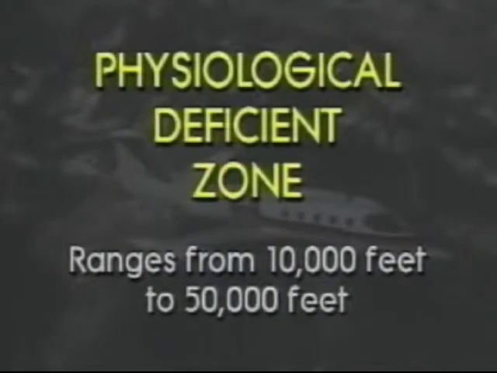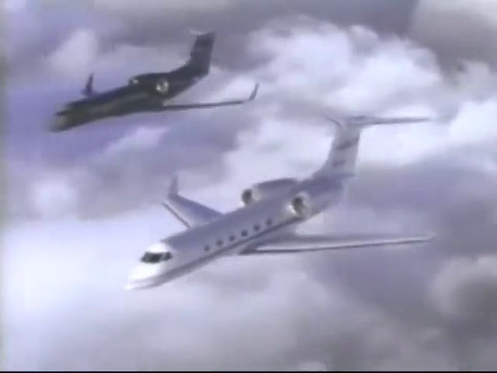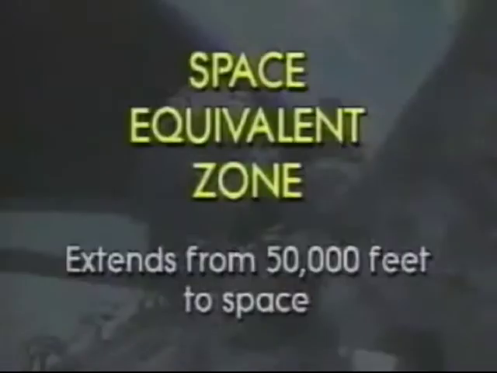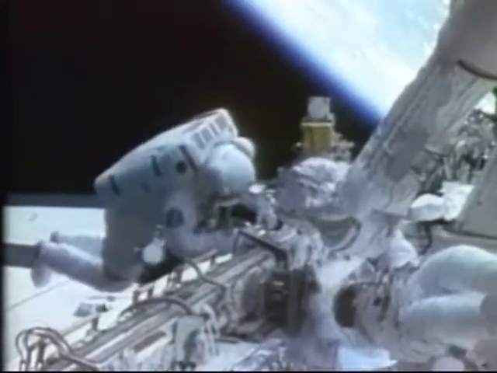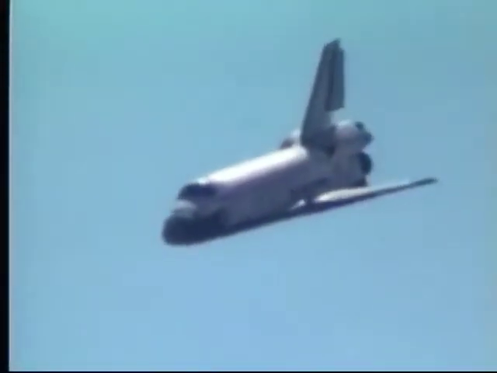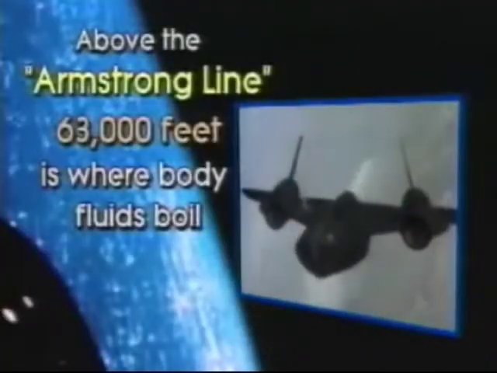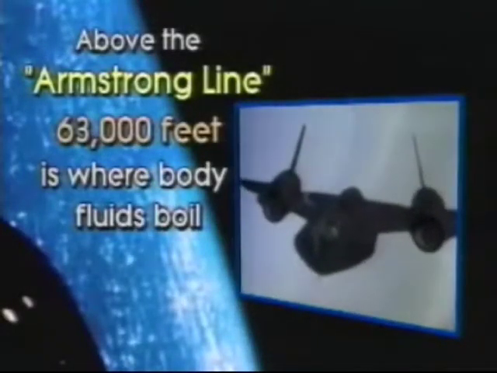The physiological deficient zone ranges from 10,000 feet to 50,000 feet. The majority of flying takes place in this zone. Inadequate oxygen, atmospheric pressure, and cold temperatures do not allow for normal physiological functions in this zone. The space equivalent zone extends from 50,000 feet to space. This environment is very hostile to humans. An artificial environment produced by a full spacesuit or a sealed spacecraft is required. Both of these provide their own gases and pressure. Above the Armstrong line at 63,000 feet is where body fluids boil.